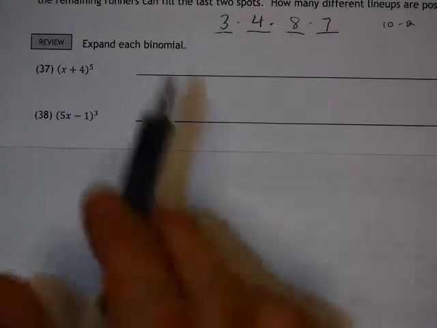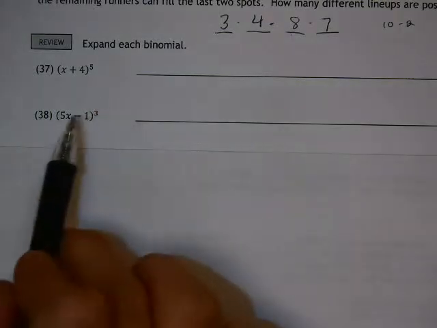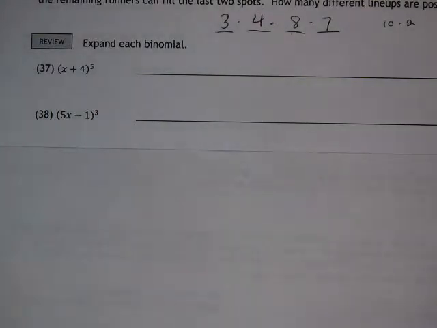Worksheet 35.2 review for Algebra 2. I'm going to look at number 38, the last one, where it asks us to expand each binomial. Now you have two options for this. What it means by expand is basically to multiply it all out. It asks, when you raise this 5x minus 1 to the third power, what are you going to get?